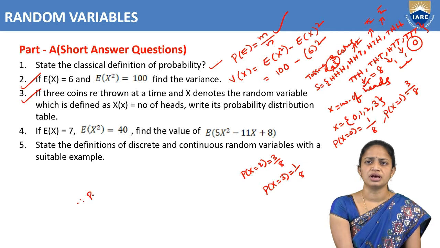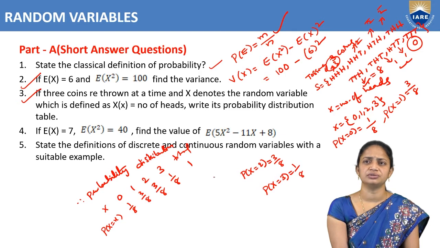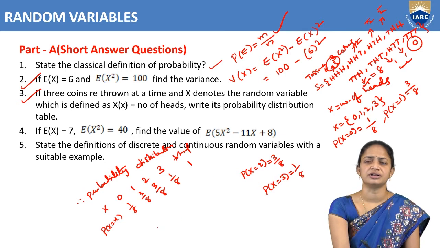Therefore the probability distribution: x values are 0, 1, 2, 3 and the total, and P of x equal to x is 1 by 8, 3 by 8, 3 by 8 and 1 by 8, and the total is 1. So this is our third question.